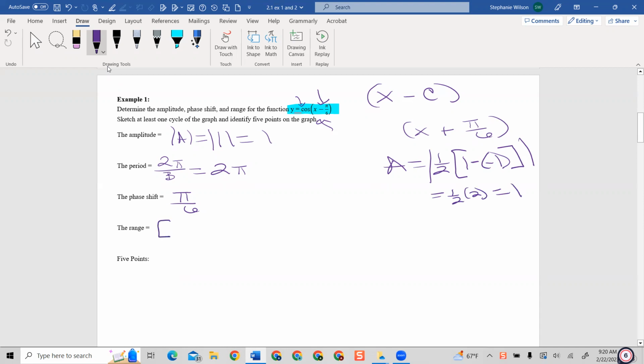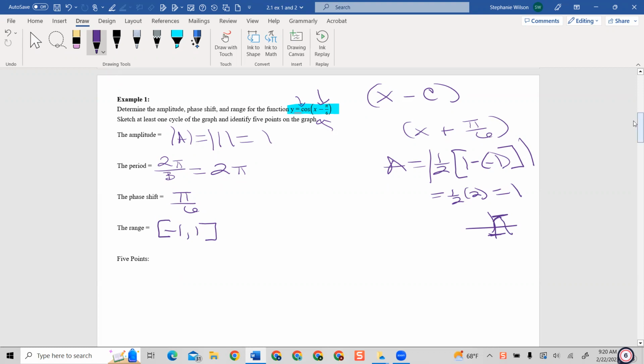What is my range? My range is going to be this amplitude, right? It's going up to +1, and then it's going to go down to -1. So it's -1 to 1. Now let's find our 5 points.